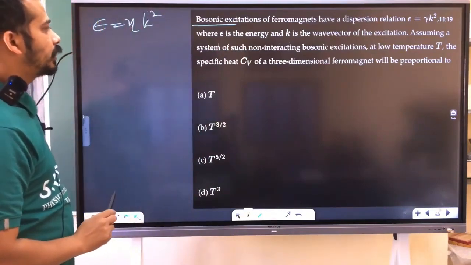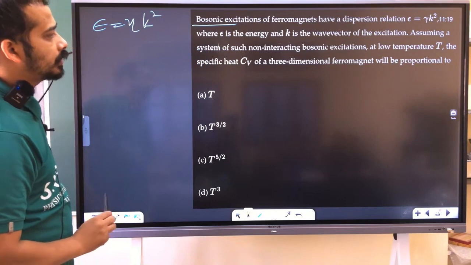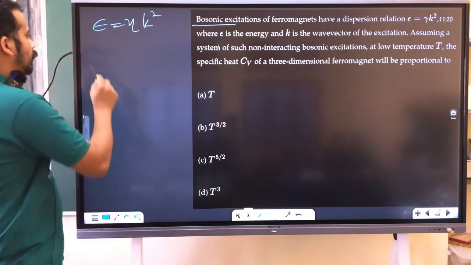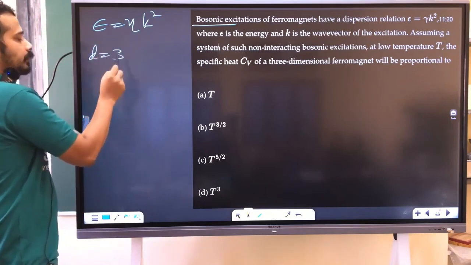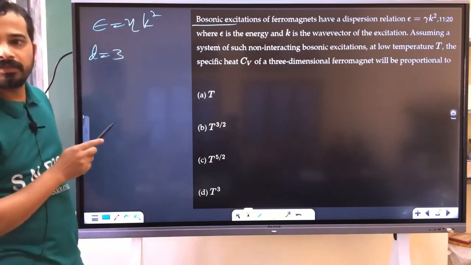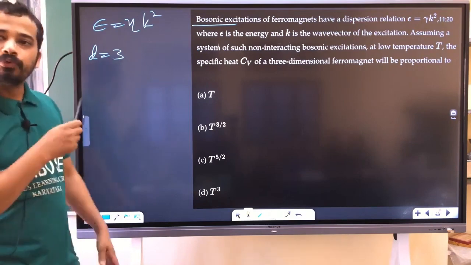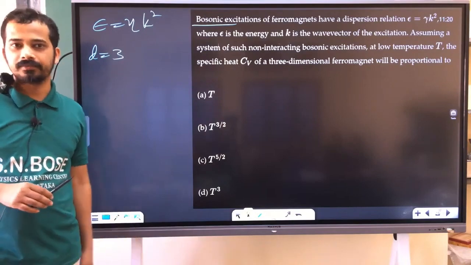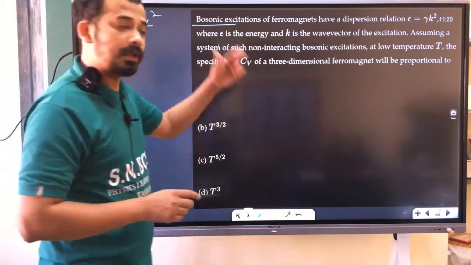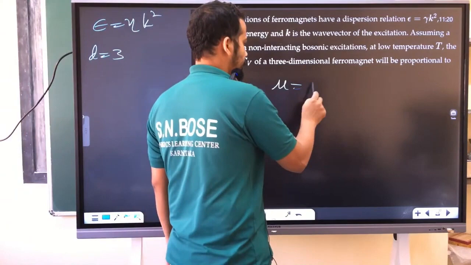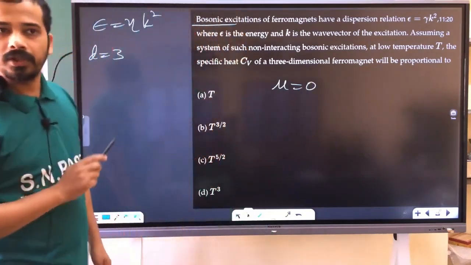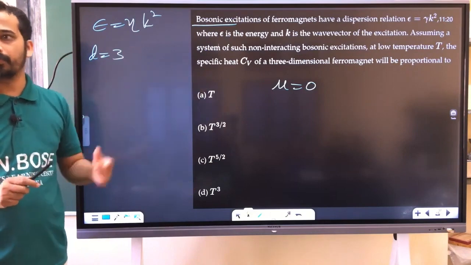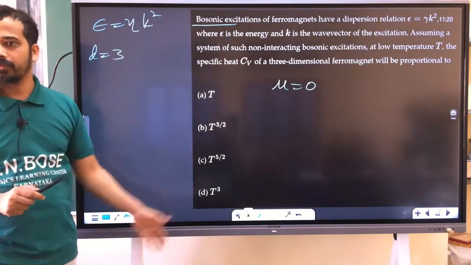Assuming a system of such non-interacting bosonic excitations at low temperature T, the specific heat of a three-dimensional ferromagnet. So D is equal to 3. The thing that he didn't mention is that bosonic means mu equal to 0. You should take mu equal to 0. Otherwise, you can't do that Debye theory. In one of the CSIR questions, they carefully mentioned it's bosonic with mu equal to 0. Then only it will follow phonon or photon statistics. You can do that theory, isn't it?